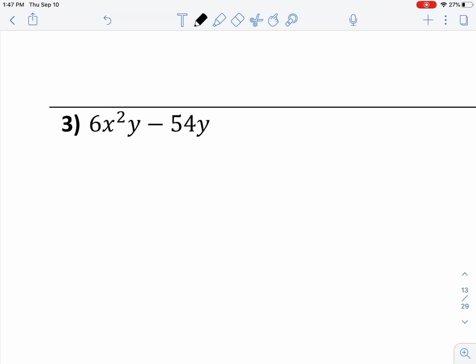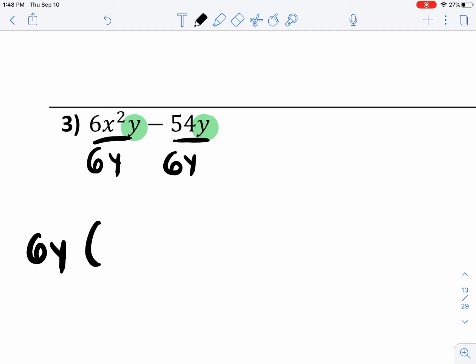All right, number 3. Step 1 is always see if there's a GCF. I know that these both have a y in common, so I can divide these both by a y. They also can both be divided by 6. So my GCF is 6y. And when I divide by 6y, I'm left with x squared minus 54 divided by 6 is 9, and the y's are gone. So that's step 1, factor out the GCF.